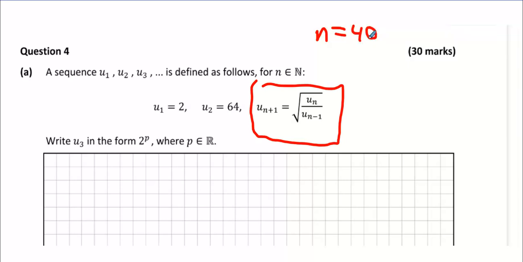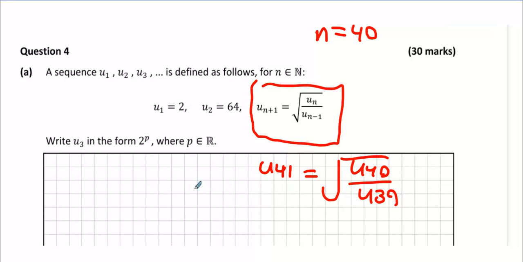Because n equals 40, I'm going to say that this formula now equals U41, does everybody see U41? Is U40 over U39. Does everybody get the gist? So by that logic, U3 is actually the same as U2 over U1, that's it. And do you know what U2 and U1 are?